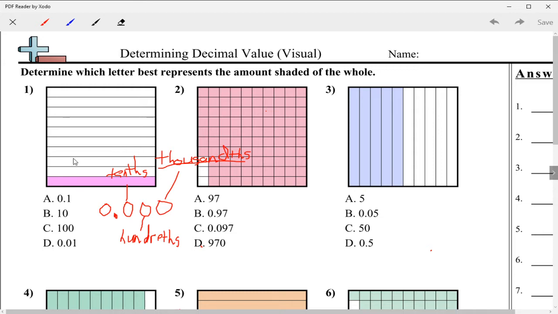So now we're looking at this. On number 1, we have 10 columns, or I'm sorry, 10 rows, and one of them is shaded. So we're trying to figure out which letter, A, B, C, or D, represents the amount shaded. Right here, I know that this is 1 out of 10, or, if I wanted to write it in fraction form, 1/10. Now I have to figure out which one of these would be 1/10.